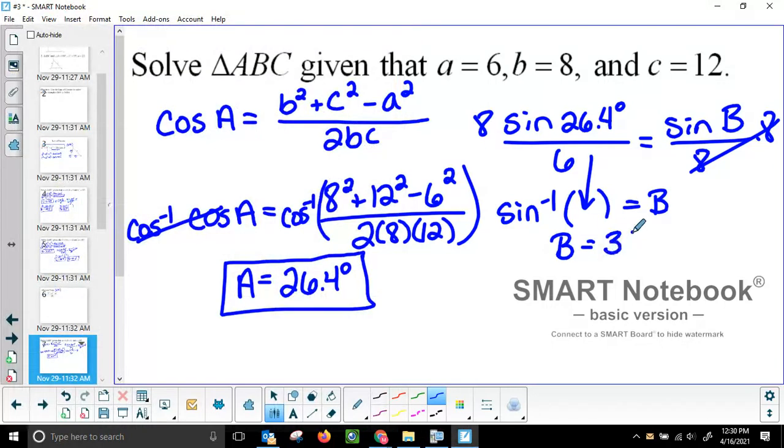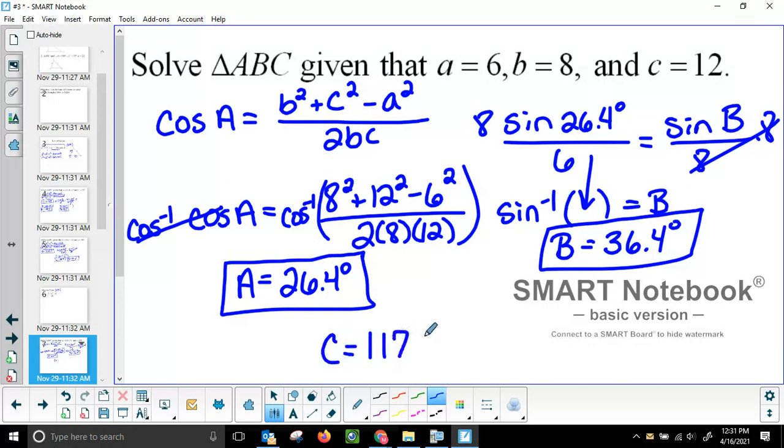All right, and now that we have two of our angles, we can find our third easy enough. So if we add these together, we're going to get 62.8. So C will be 117.2, assuming I did that math correctly in my head.